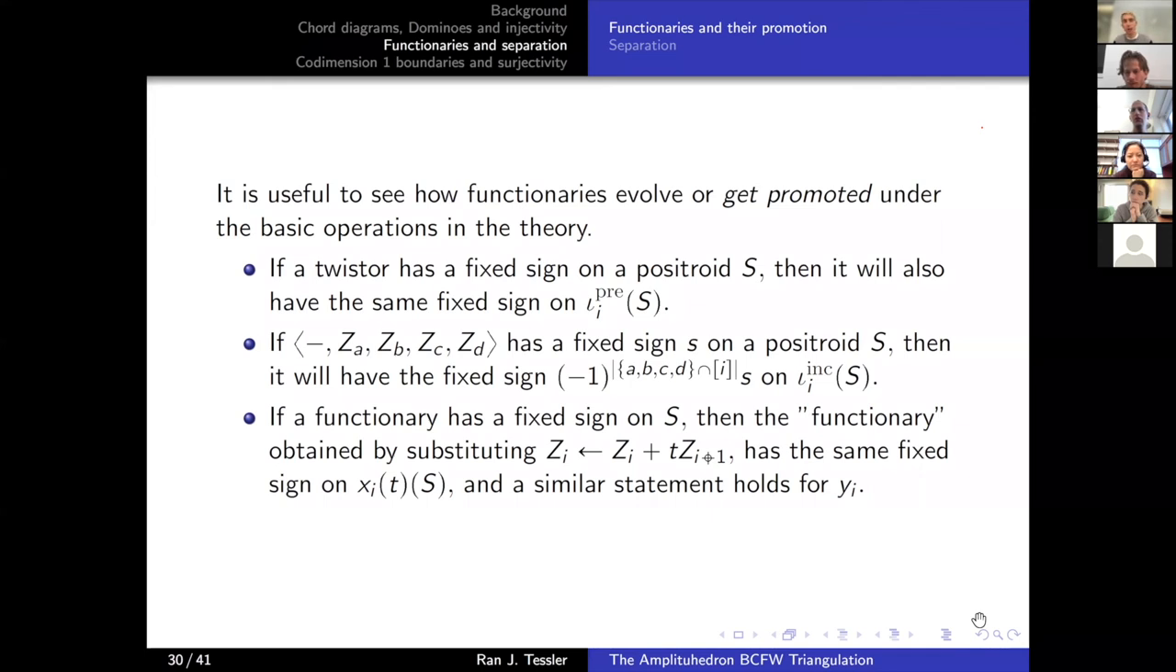So the question was, are the functionaries that you're using to separate cells also boundaries of some cells? Of course, if you have two cells which are touching, to separate them you need the boundary. But in general, are all the functionaries appearing in this recursion to separate cells boundaries of some BCFW cells, or could they be other things? Well, the quadratic ones are. Yeah.